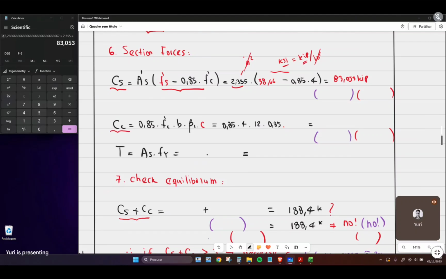And now let's calculate the force from compressive concrete. Just don't forget to put the value that we established. Calculating here, 0.85 times 4 times 12 times 0.85 times 4.5, we get 156 kips.